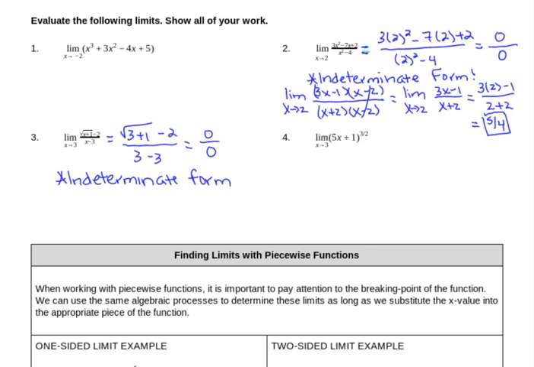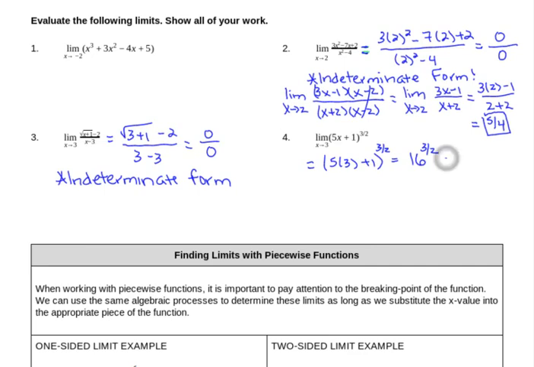Number 4 says the limit of 5x plus 1 to the 3 halves as x approaches 3. So let's just substitute that in. So we get 5 times 3 plus 1 to the 3 halves, which is 16 to the 3 halves. And the only reason I want to do this one is because we need to talk about what to do when we have this rational exponent like this.